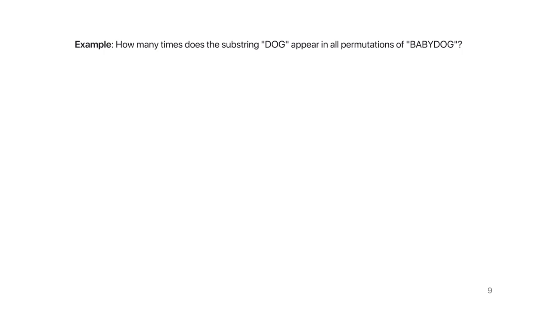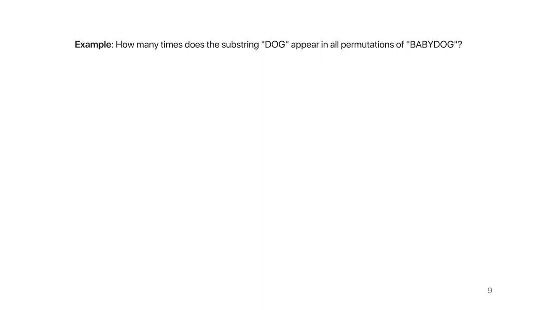Okay, so while we're on the topic of permutations, how many times does a substring dog appear in all permutations of baby dog? How do you think we could figure this out? Yeah, you can treat the substring dog as a single character.